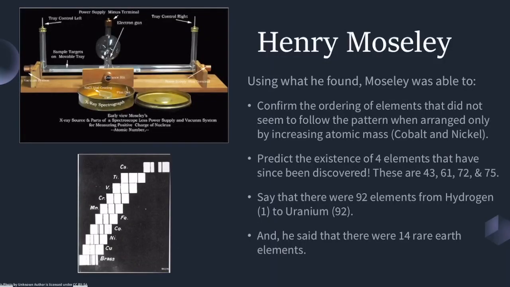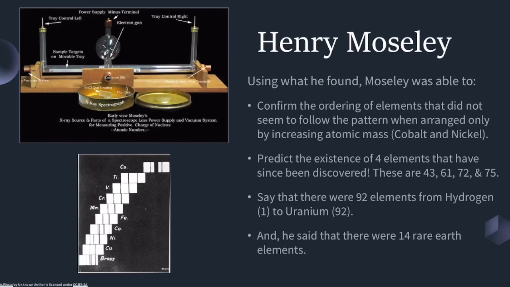And so with this discovery, Henry Moseley was able to confirm the ordering of the elements that didn't seem to follow that pattern. So remember that Mendeleev had switched cobalt and nickel on the periodic table. So they're not ordered according to their increasing atomic mass. Their ordering is more because of their chemical and physical properties. And Mendeleev had realized that he had to switch those. And Moseley was able to say, yes, Mendeleev was correct in switching the placement of these elements because their atomic numbers are increasing, just as they should, the way that they're ordered.